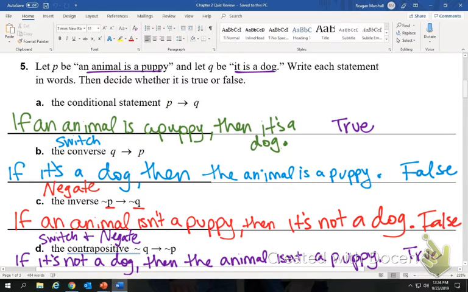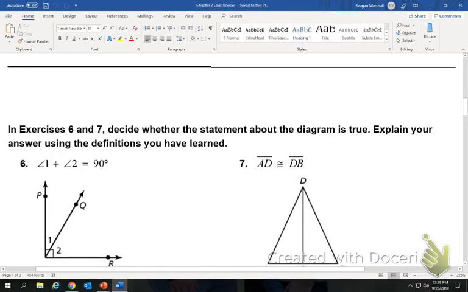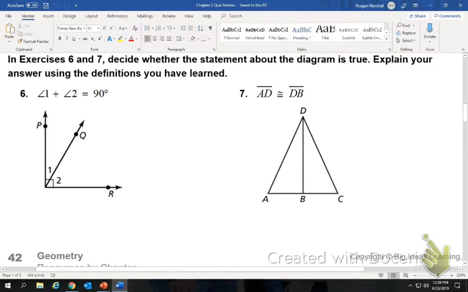What you want to make sure is that your grammar also makes sense. I'm seeing a lot of bad grammar on these. So make sure you read it to yourself before you decide that that's your answer.